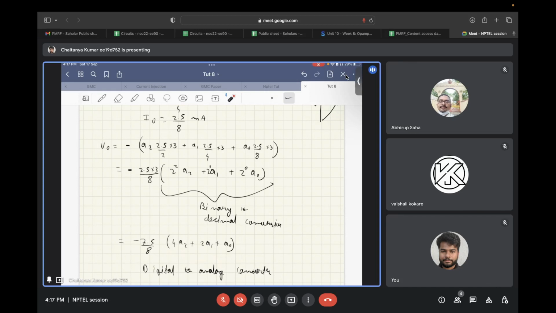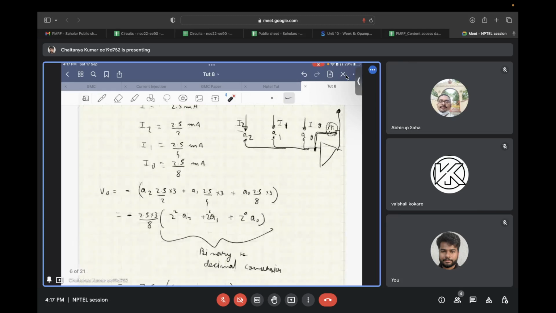So this is an R to 2R DAC. Have you guys studied about it till now? If you have not, then you will probably study it in later advanced courses. So this is a digital to analog converter. It converts the digital bits A2, A1, and A0 into some analog output voltage, that is V0.